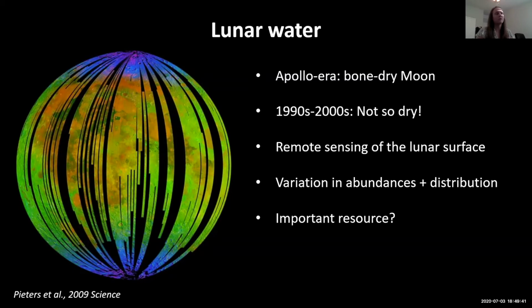And so until the late 1990s and early 2000s, this wasn't really revisited. It kind of was left, that was a known fact: the moon doesn't have any water. That's until the late 1990s and early 2000s when several orbital missions that did remote sensing observations of the lunar surface detected water, hydrogen, and hydroxyl all over the lunar surface.